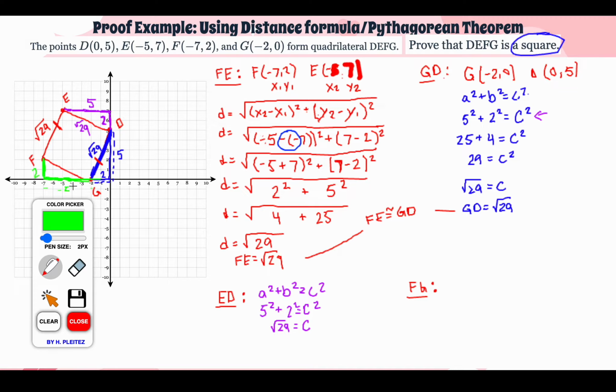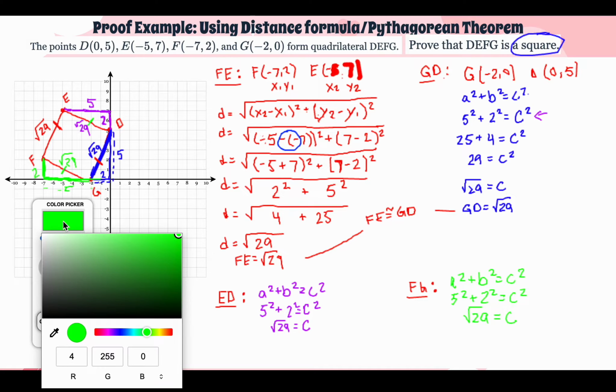You get 5 again. So when we do a squared plus b squared equals c squared, when we make those substitutions, we're going to get again 5 squared plus 2 squared equals c squared. And I'm not going to do all that math because we already did it, and we get that radical 29 is equal to c. So again, I'm putting this in here, and what I see here is that actually all 4 sides are congruent. So I would even put my arrows in here.